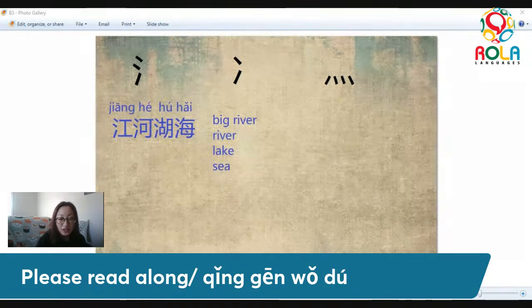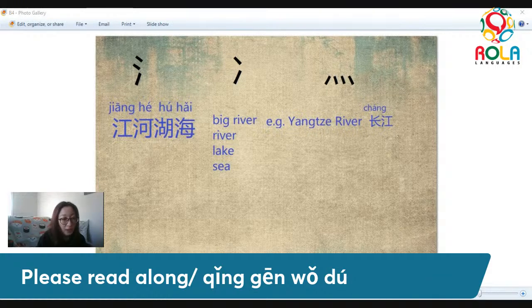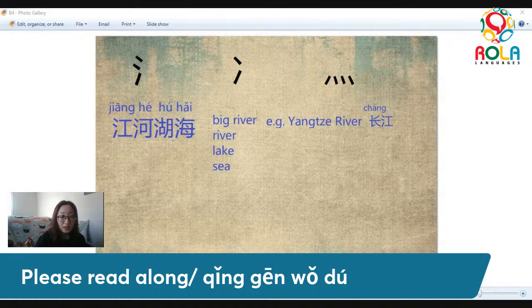So first, Jiang. Let me give you one example of what Jiang, as in big river, is. I don't know if everybody has heard about the Yangtze River. The Yangtze River is the longest river in China, and it's the third longest river in the world. I think it's the longest river in Asia.